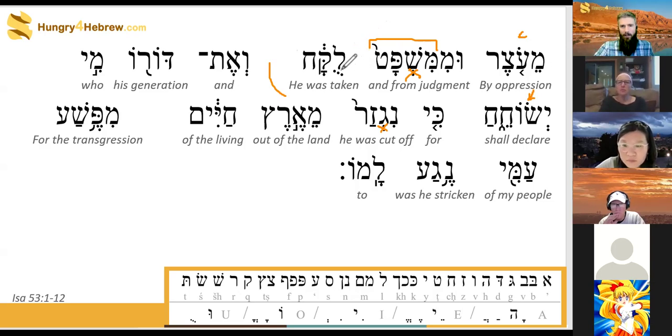Lukach is a pu'al, third masculine singular. He was taken. He was not just taken, lakach, but in the pu'al, intensively removed, taken away. Ve'et doro mi yisochayach, and his dor, generation, who can declare, who can speak of it.